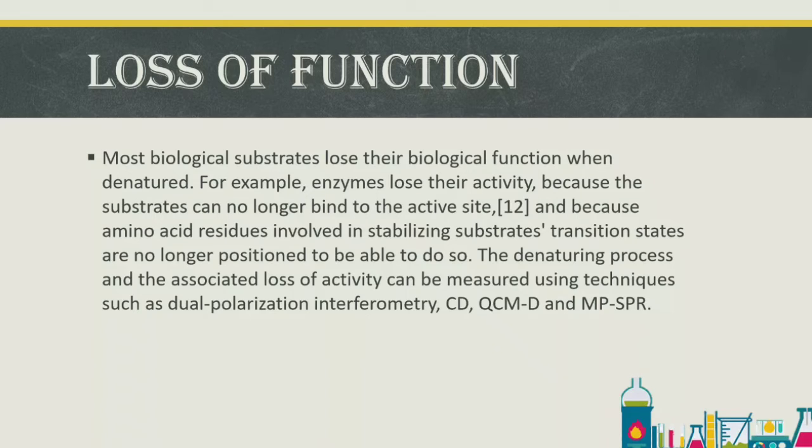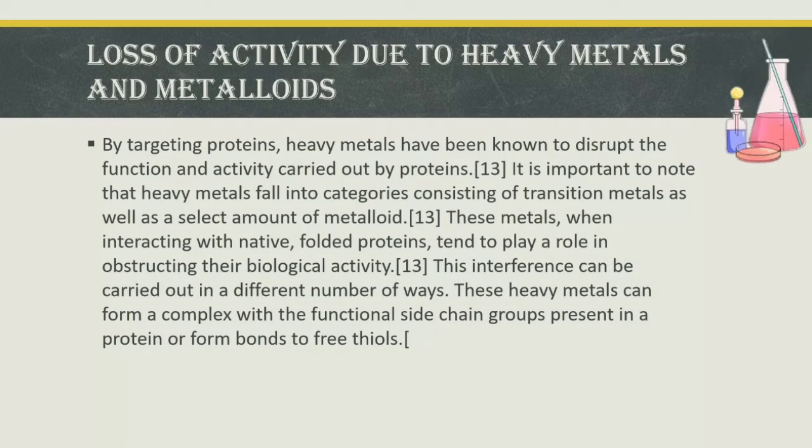For example, enzymes lose their activity because the substrate can no longer bind to the active site, and because amino acid residues involved in stabilizing substrate transition states are no longer positioned to be able to do so. This means that the denaturation process and the associated loss of activity can be measured using techniques such as dual polarization interferometry. Loss of activity due to heavy metals and metalloids.